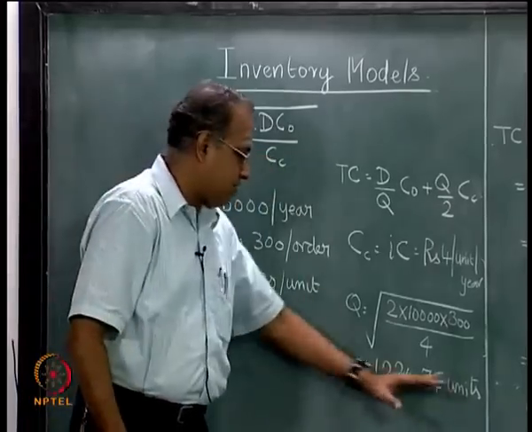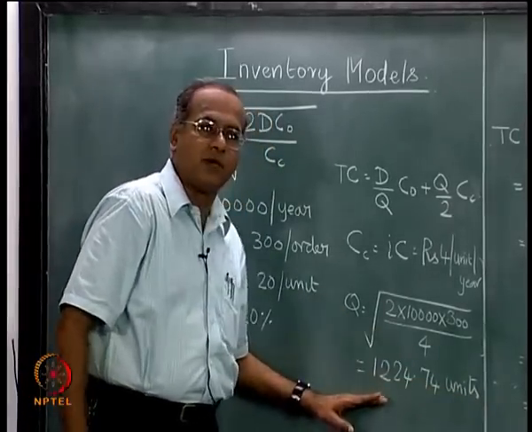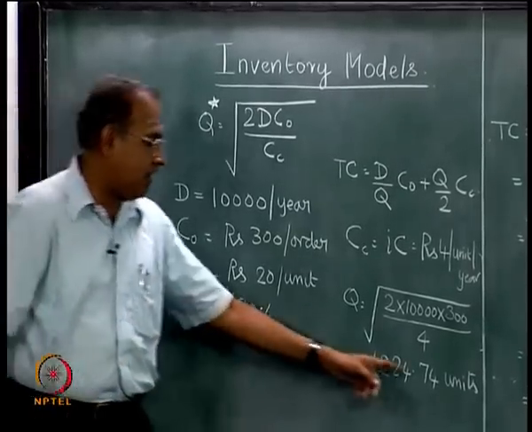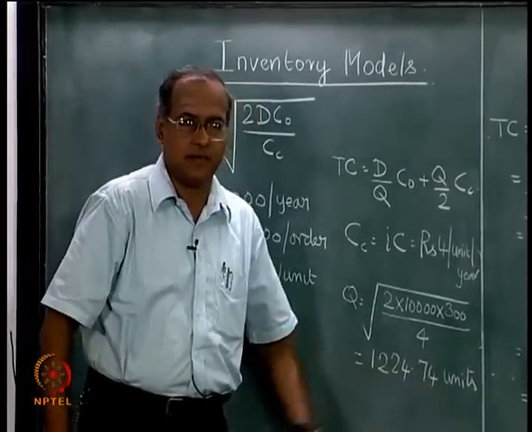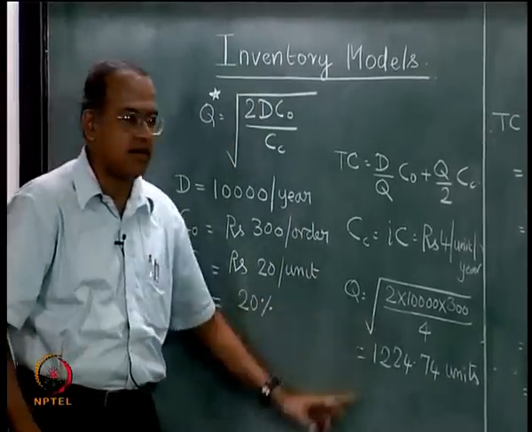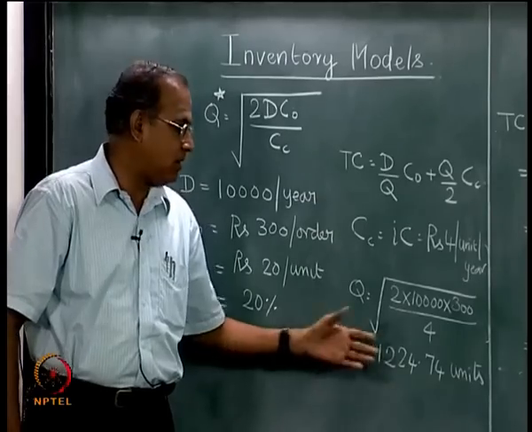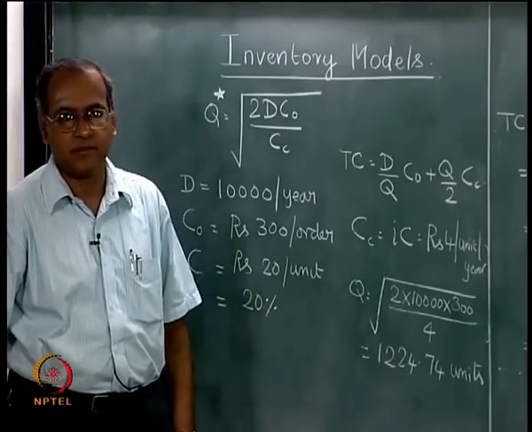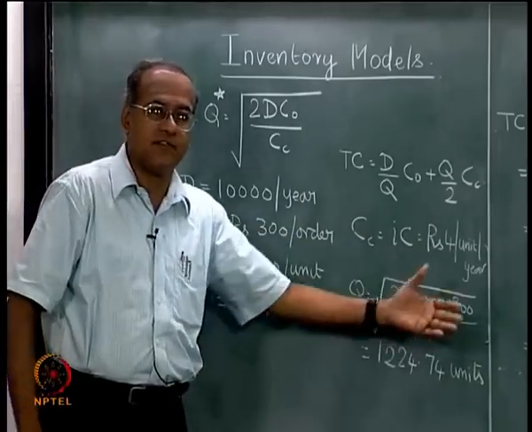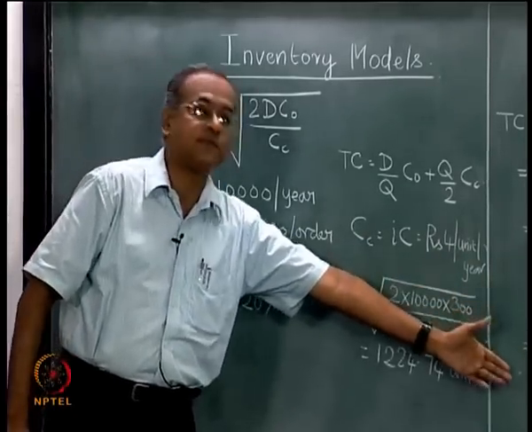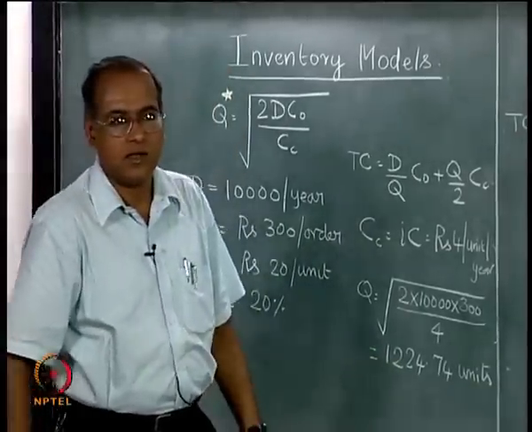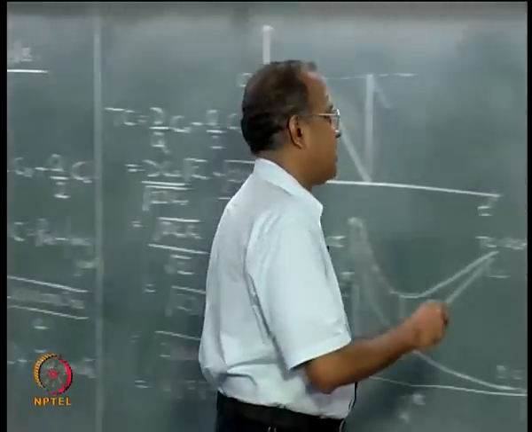Now, because of that, we also get a number like 1224.74, which poses the question, how can I order a fractional quantity of the item? So, the simplest thing to do perhaps is to try and round it off to the nearest number, which could be 1225, let us say, and let us see what happens to the total cost, whether it is very different from the absolute minimum if we look at 1225.